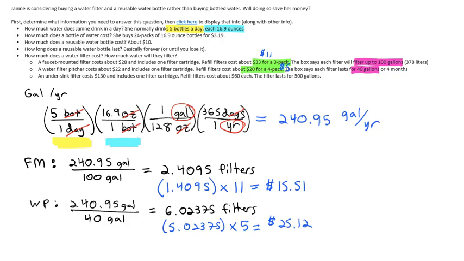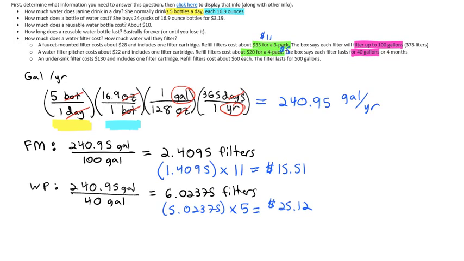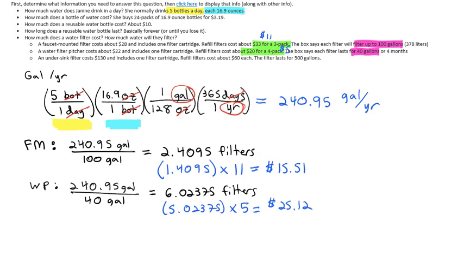I'm going to buy us a little bit of space here and scroll us down. I'll scroll down a bit more in a minute, but we've got one more type of filter to look at, and that type of filter is the under sink filter, where we've got 240.95 gallons, and the under sink filter, this filter lasts for 500 gallons. It's a lot more efficient.